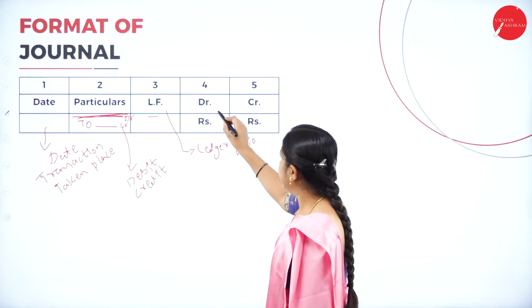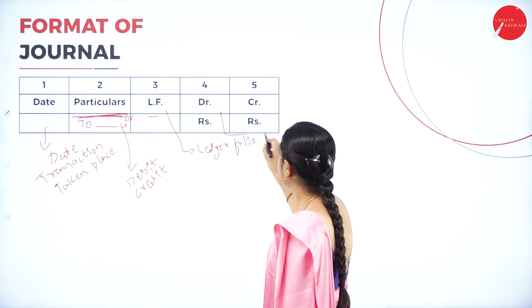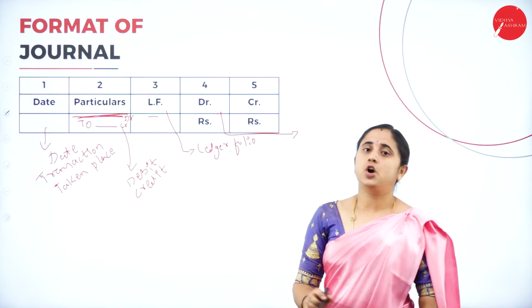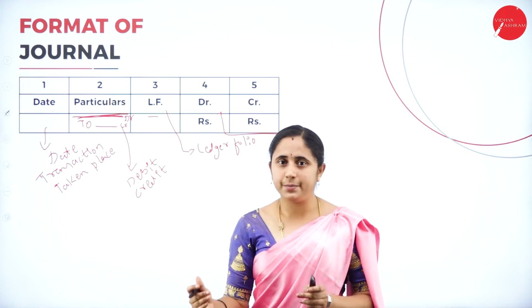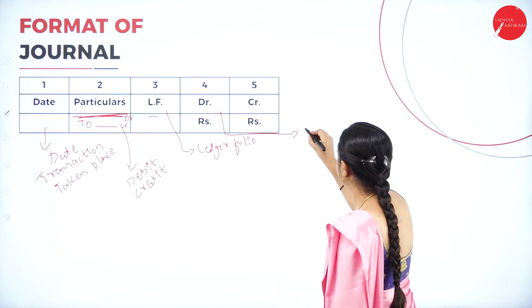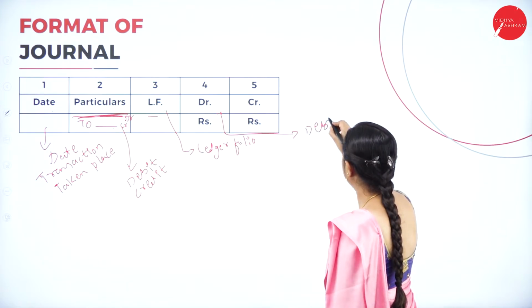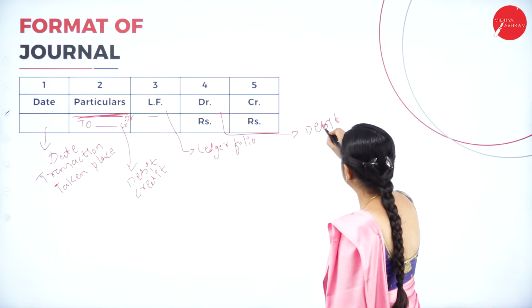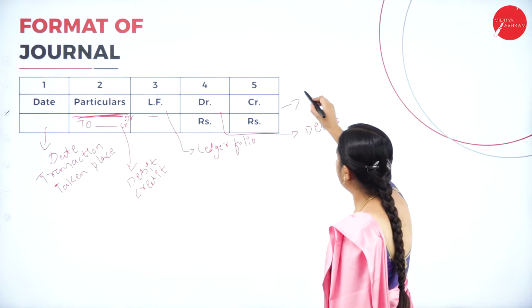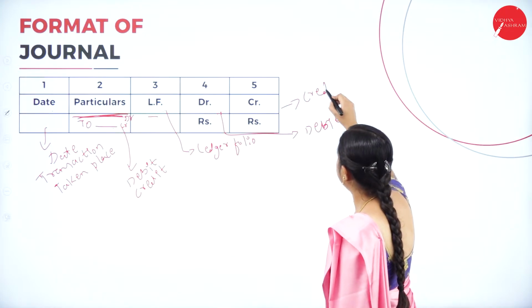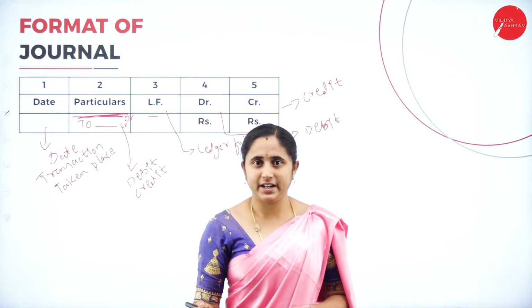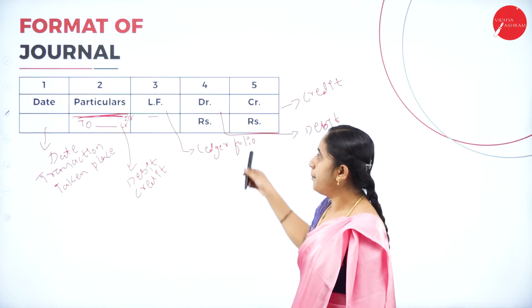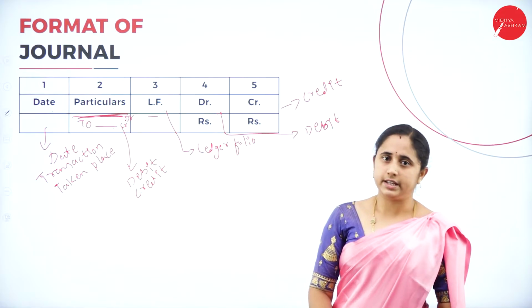Next, debit column is meant to record the amount which is debited, and credit column is meant to record the amount which is credited. So, this is the format of journal entry.